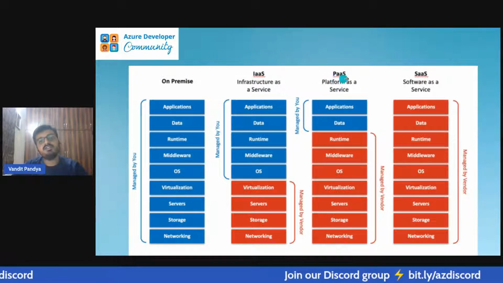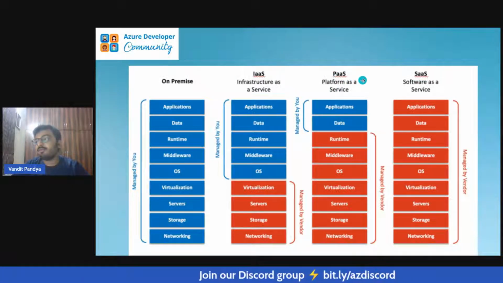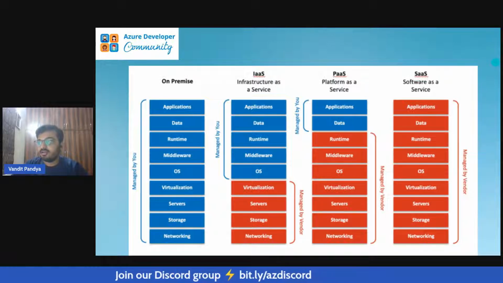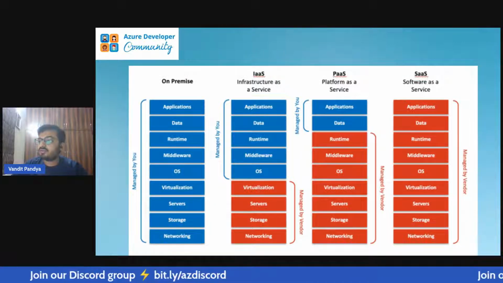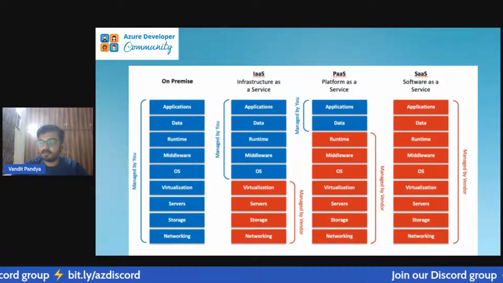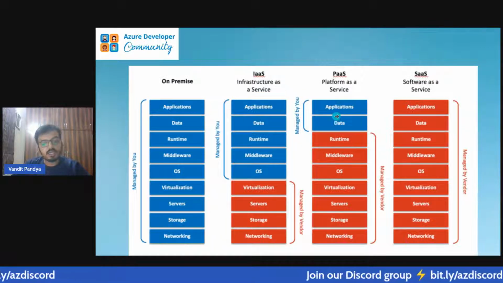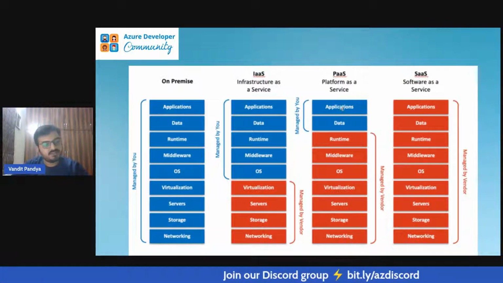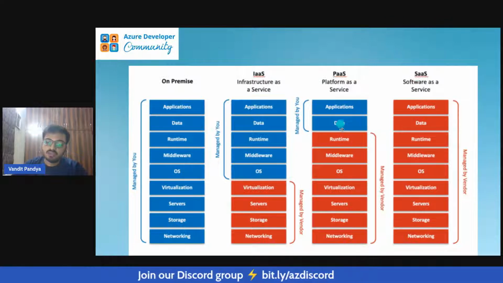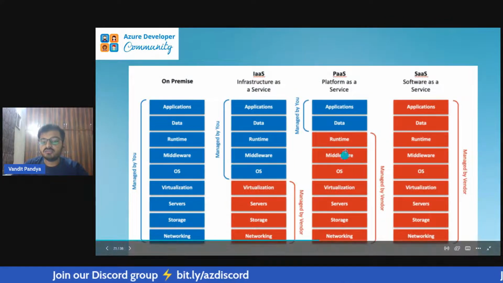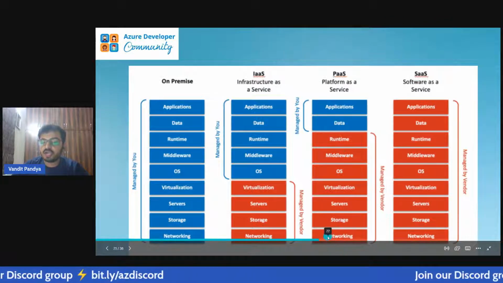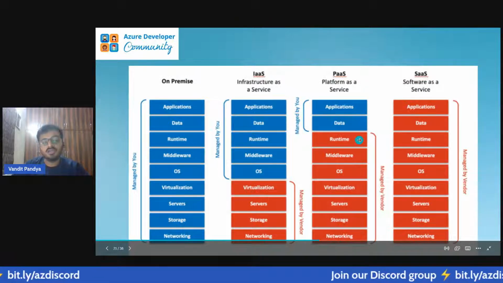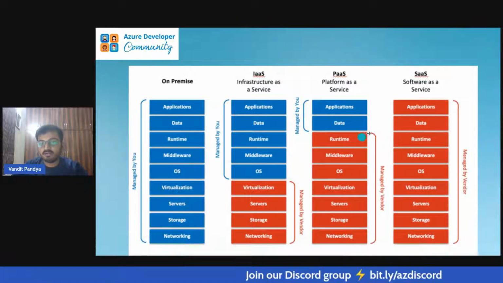After that is PaaS, platform as a service. In that we use the platform. On that platform we build our application and generate data from it. All the other things, from runtime to networking, are managed by the cloud, here by Azure itself, right?